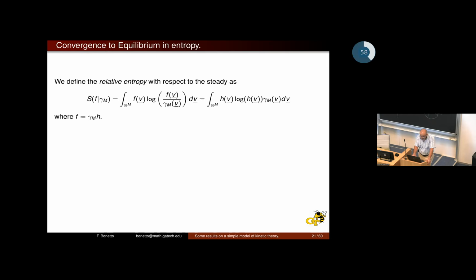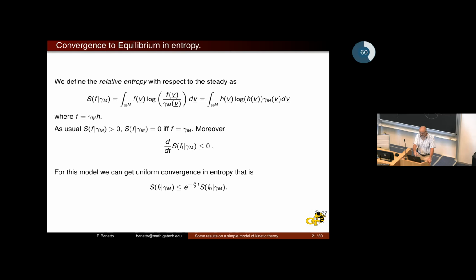And on the other side, you can also look at the relative entropy with respect to the Maxwellian. In this case, again, you can show that the relative entropy goes to zero exponentially, in the sense that the entropy of the evolution is bounded by an exponential with μ/2, and μ/2 is sharp. You cannot get any better. You can show easily that that's the best thing you can do.